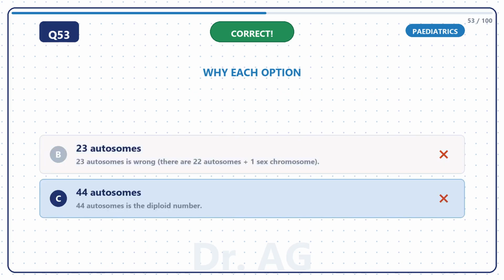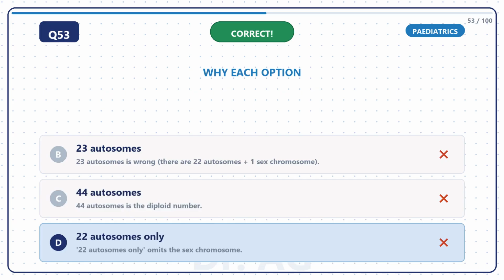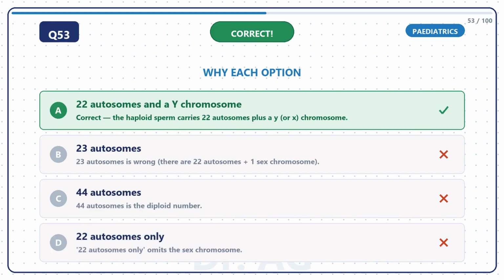44 autosomes. 44 autosomes is the diploid number. 22 autosomes only. 22 autosomes only omits the sex chromosome. And the correct answer is 22 autosomes and a Y chromosome. Correct. The haploid sperm carries 22 autosomes plus a Y or X chromosome. So, the right answer is option A. 22 autosomes and a Y chromosome.